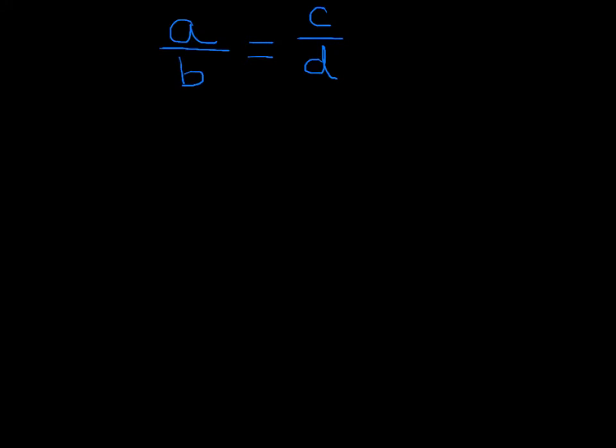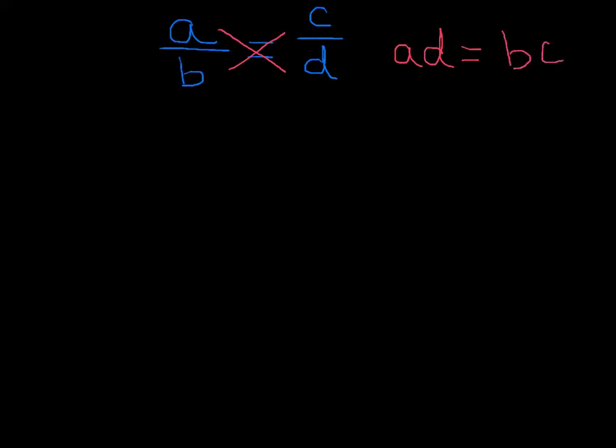So the definition of a proportion is when you have two fractions that are equal. And you should all remember we've solved these before using cross products, because when you cross multiply, A times D should equal B times C.